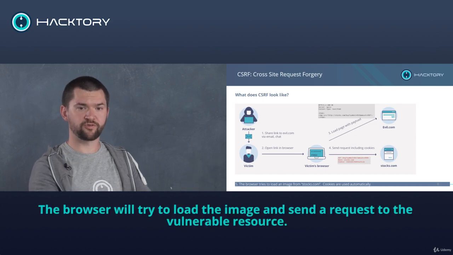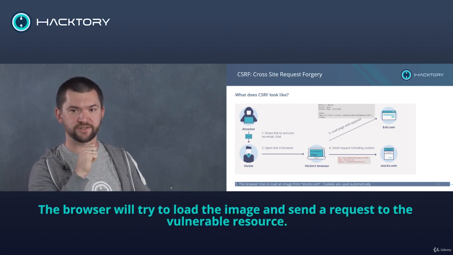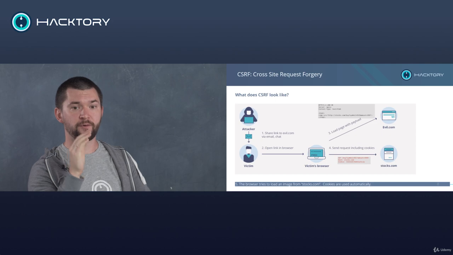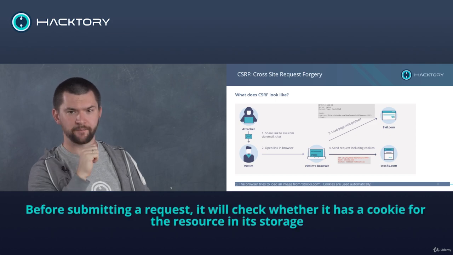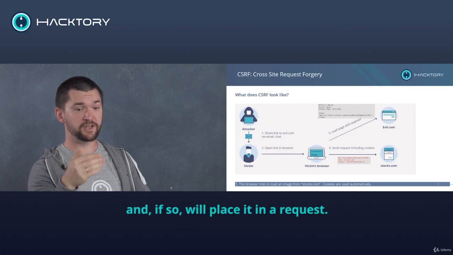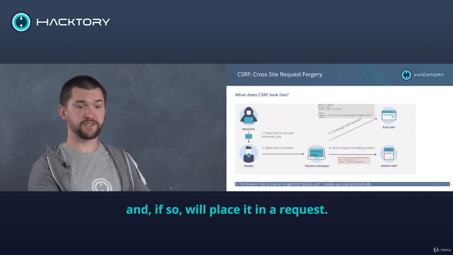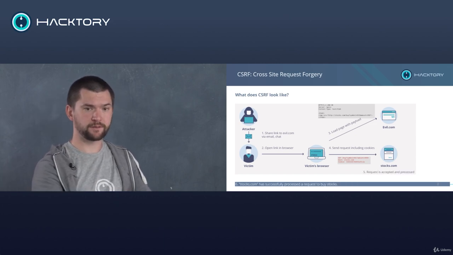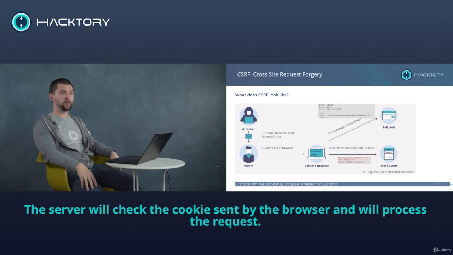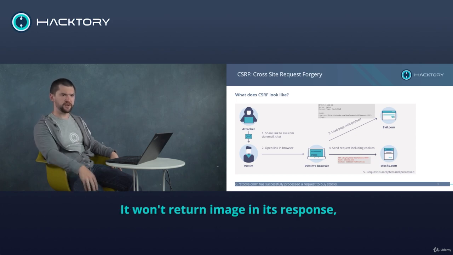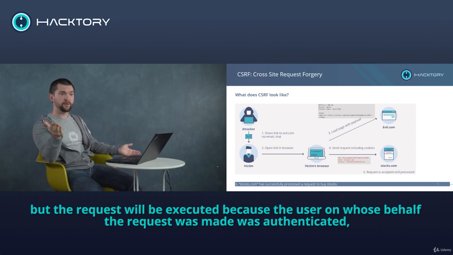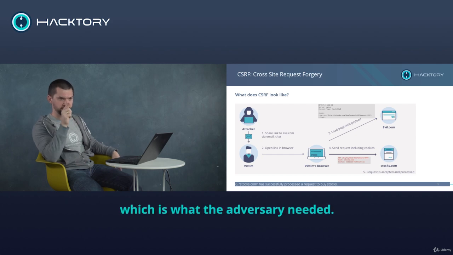The browser will try to load the image and send the request to a vulnerable resource. Before submitting a request, it will check whether there is a cookie for the resource in its storage, and if so, will place it in the request. The server will check the cookie sent by the browser and will process the request. It won't return an image in its response, but the request will be executed because the user on whose behalf the request was made was authenticated, which is what the adversary needed.